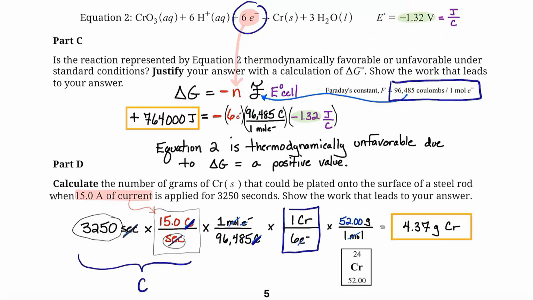So once I know the total number of electrons, I can use the ratio of electrons in the half reaction to figure out how much chromium. Then I can do what? Convert to grams. So you can follow that line of thinking.